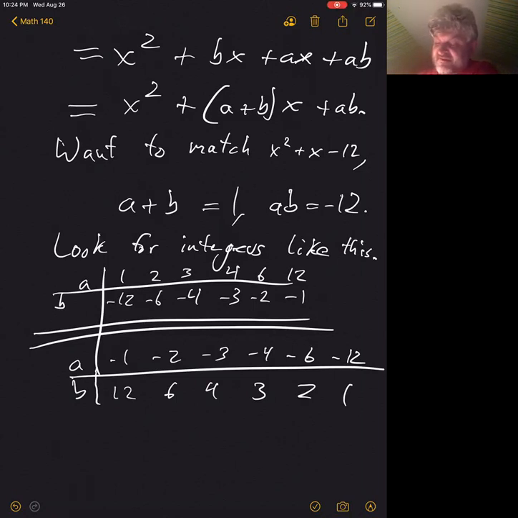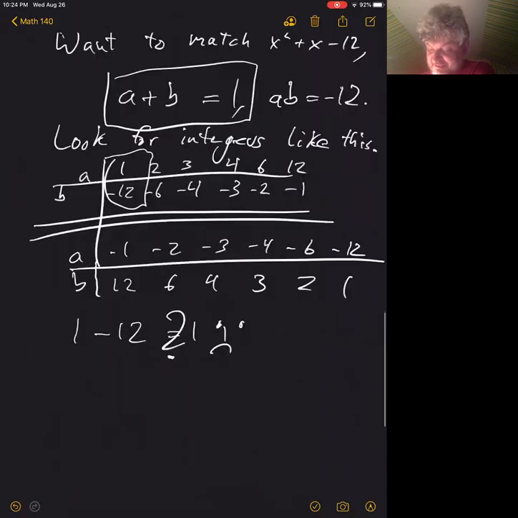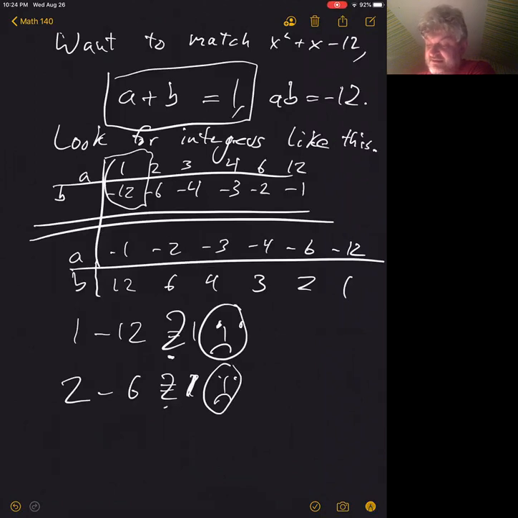But now we can bring in this first condition: a plus b is equal to 1. And we just go through the list here. 1 minus 12, is that equal to 1? No. Frowny face. 2 plus -6, is that equal to 1? No. 3 minus 4, no. 4 minus 3, yay.